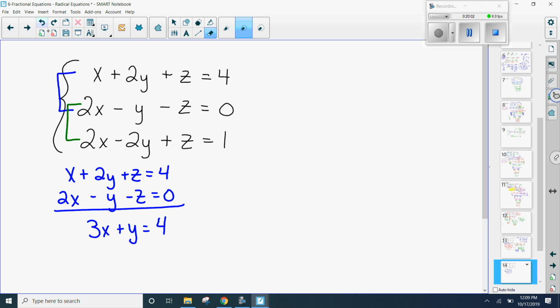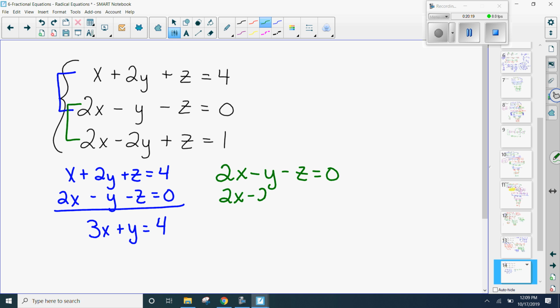Even though it might look like something's just going to cancel between the x and y's, you want to eliminate that same variable. And this one's pretty nice because when you do it, the same variable eliminates. So 2x minus y minus z equals 0, and 2x minus 2y plus z equals 1. The z's are automatically going to drop out, and you get what equation? 4x minus 3y equals 1.